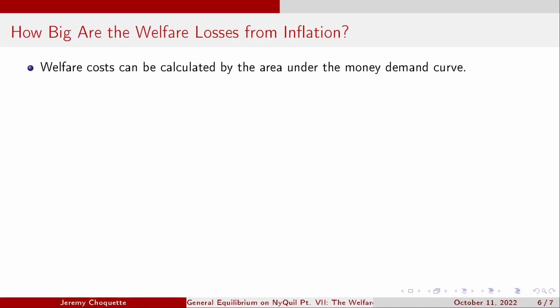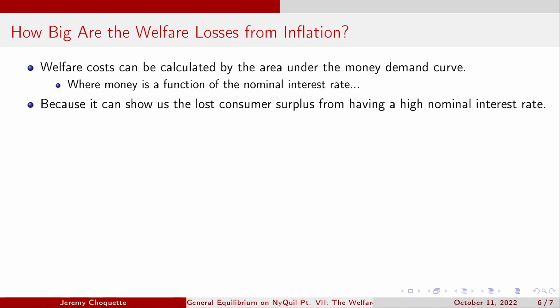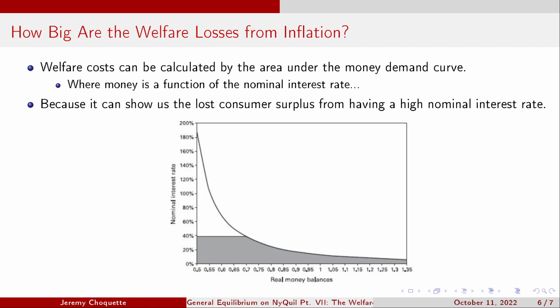Now, how big are these welfare losses from inflation? Well, these welfare costs can be calculated by the area under the money demand curve. If you think about welfare costs in microeconomics, it's the area under the demand curve. Now, money demand is a function of the nominal interest rate, and it can show us the lost consumer surplus from having a high nominal interest rate. In microeconomics, it would be the lost consumer surplus from having a price that is above marginal cost. So if we assume price should be equal to marginal cost, in this case, that would be 0%. That's what the price should be.